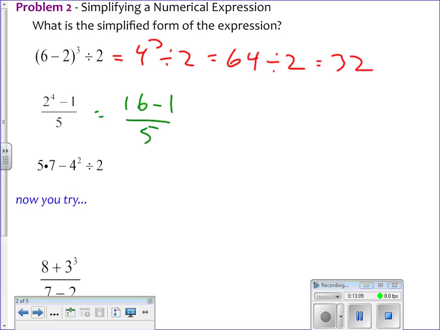It's a little unusual, but you can think that, hey, I've got this going on. I've got to do this part before I can do my division. Okay, I've got to do whatever's in the parentheses first before I do my division. It's a little unusual. So I get 16 minus 1 is 15. 15 divided by 5.